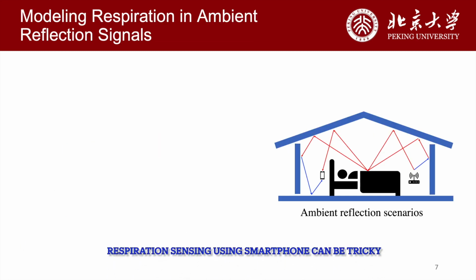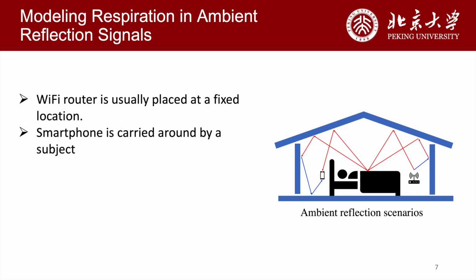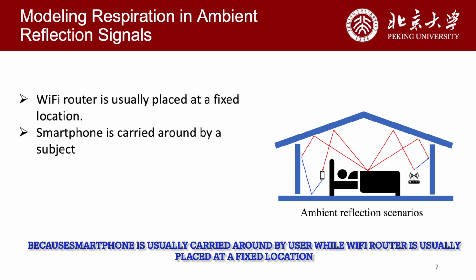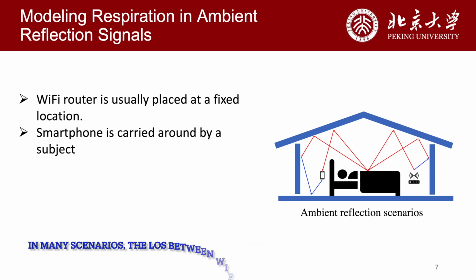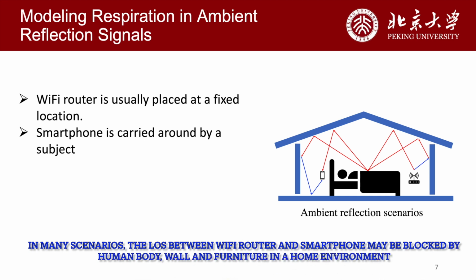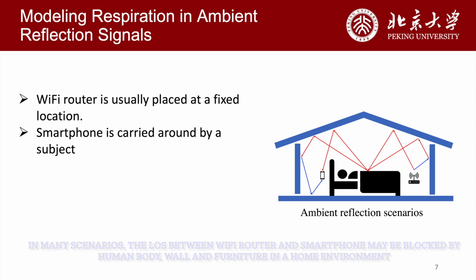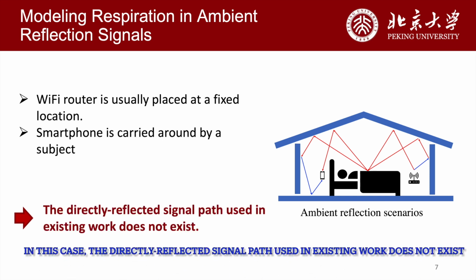Respiration sensing using a smartphone can be tricky because the smartphone is usually carried around by the user, while a Wi-Fi router is usually placed at a fixed location. In many scenarios, the line of sight between the Wi-Fi router and smartphone may be blocked by the human body, walls, and furniture in the home environment. In this case, the directly reflected signal path used in existing work does not exist.